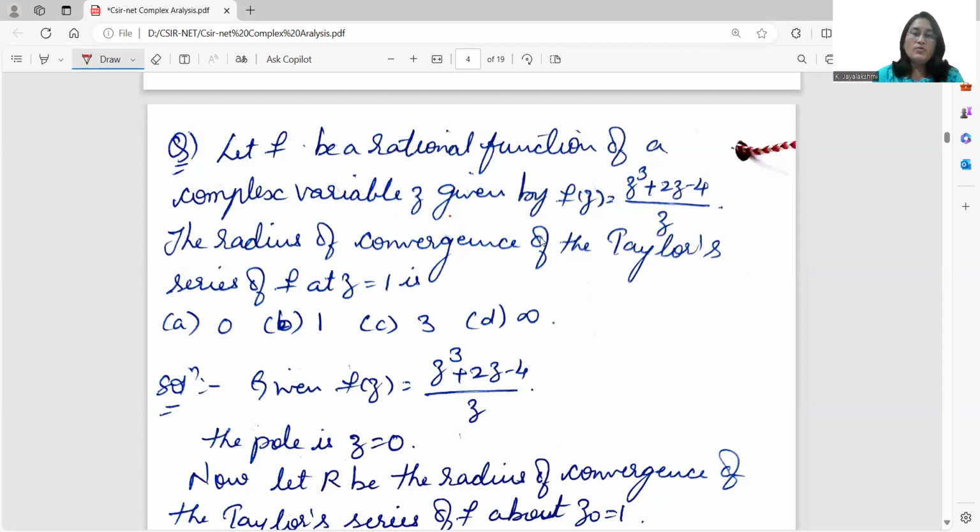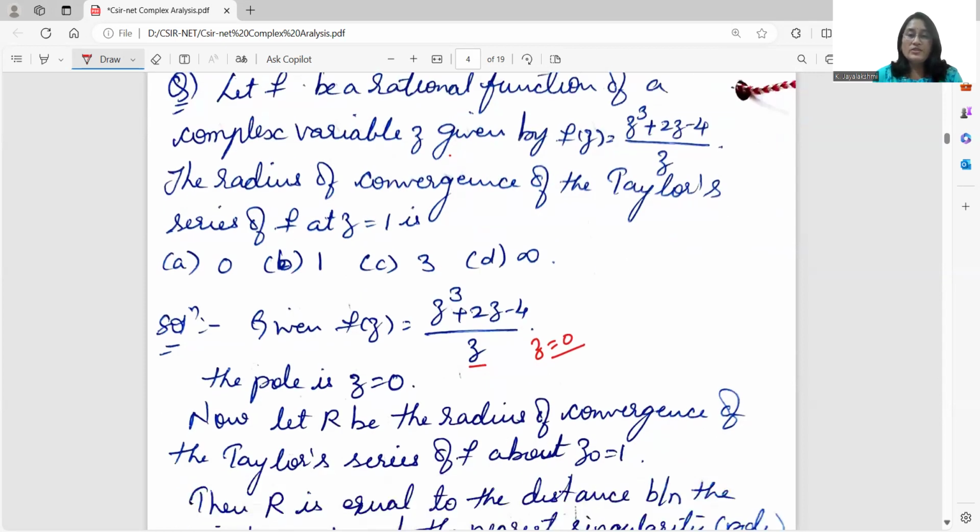Now, when we look at the function f of z that is given for us, f of z is equal to z cube plus 2z minus 4 by z. When we equate the denominator to 0, so this is z equals 0, you see that z equals 0 is the only pole that this function has.